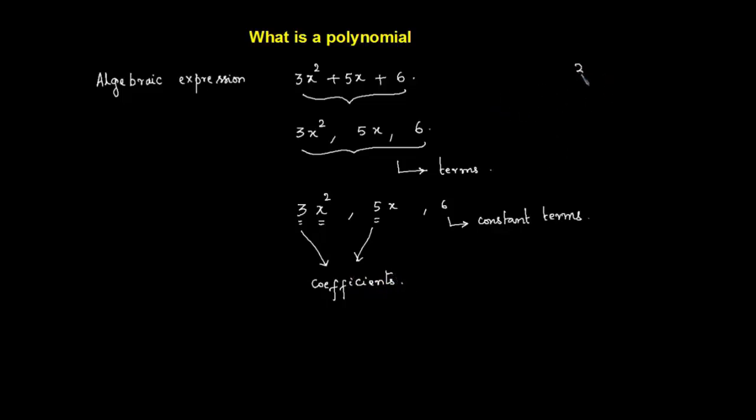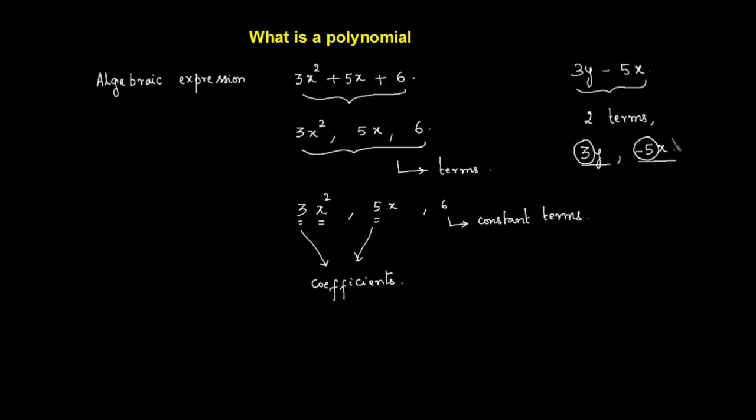Now consider an expression like 3y minus 5x. Now how many terms are there? There are two terms. And what are the terms? You can see that 3y is a term, and this has been added to the term minus 5x. So one is 3y and the other is minus 5x. Now what are the coefficients? What is the coefficient of y? It is nothing but 3, and the coefficient of x is nothing but minus 5. So the coefficients are 3 and minus 5.